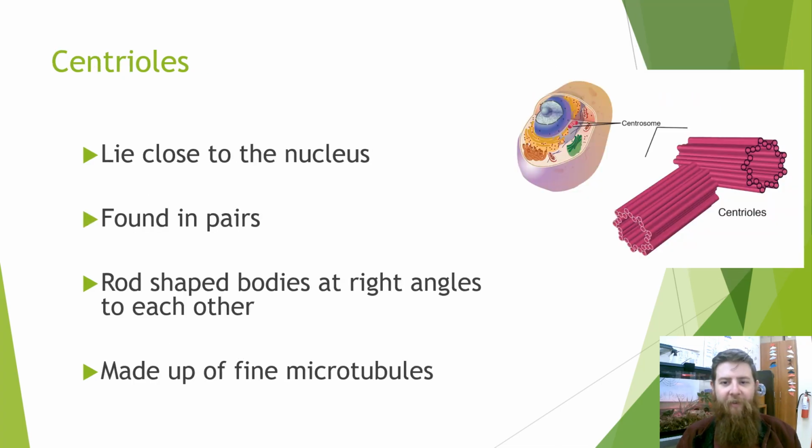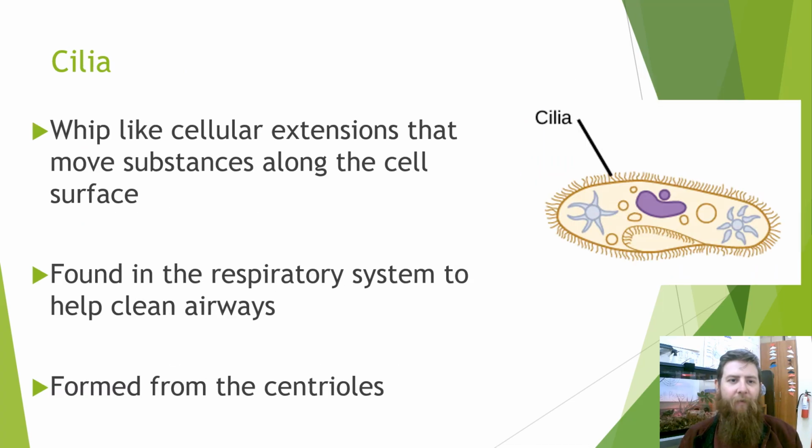The centrioles, these lie much closer to the nucleus. We find them in pairs. They're often rod-shaped bodies that are at right angles to each other, and they're made up of microtubules that help split the cell later. These are not in plant cells, they're more common in animal cells. Same thing here, cilia. These are whip-like extensions that help move things along the cell surface. They're found in the respiratory system to help clean airways, and they're formed from centrioles. They're present in animal cells, but not in plant cells.